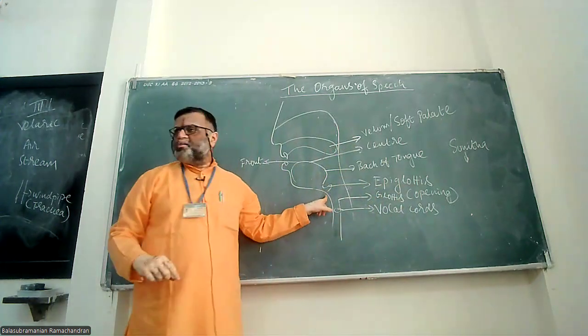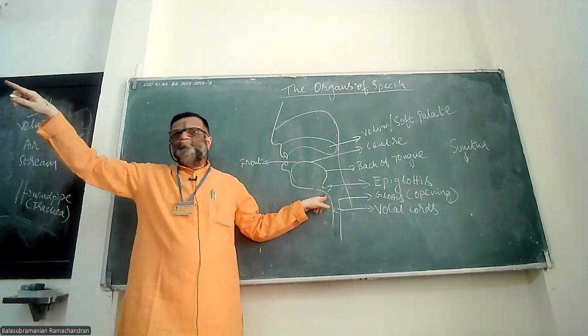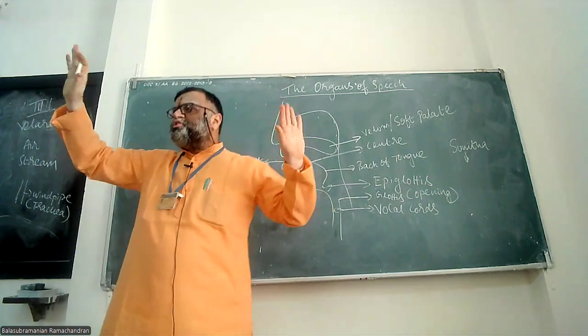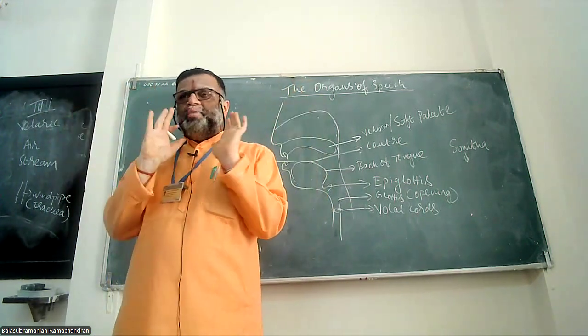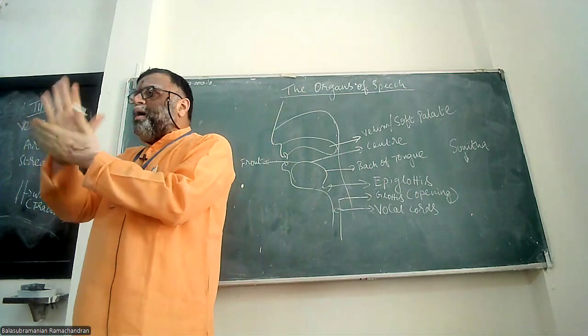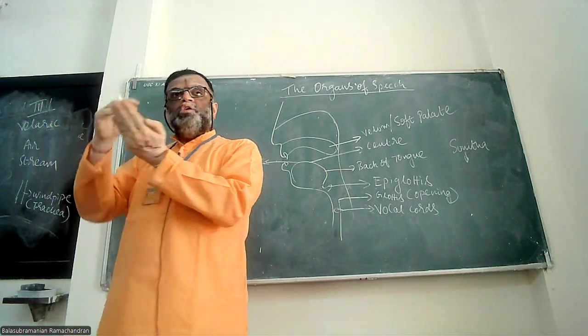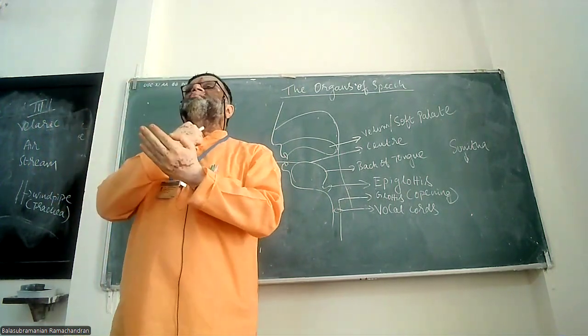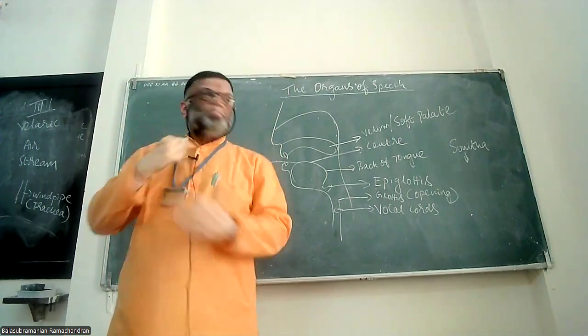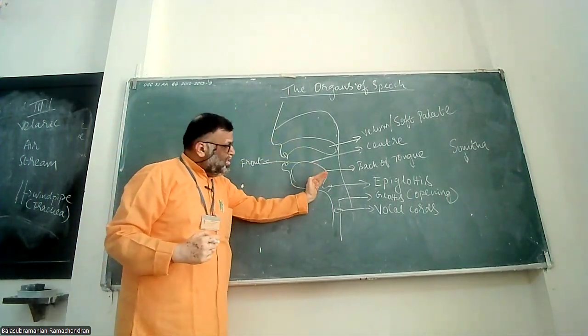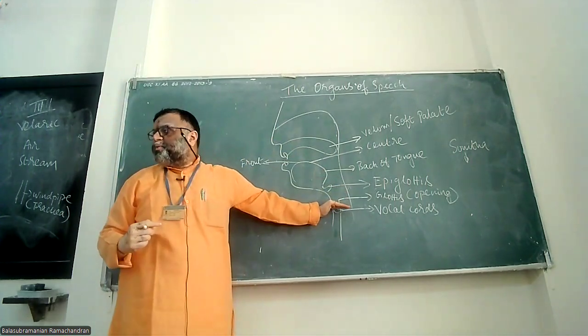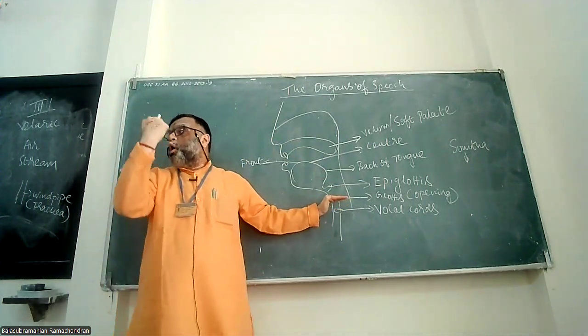Then we have the epiglottis. What is the function of the epiglottis? It has a rough shape. Now all of you know betel leaf. It looks just like a betel leaf placed at the bottom of your tongue, and it covers the vocal cords whenever you swallow.